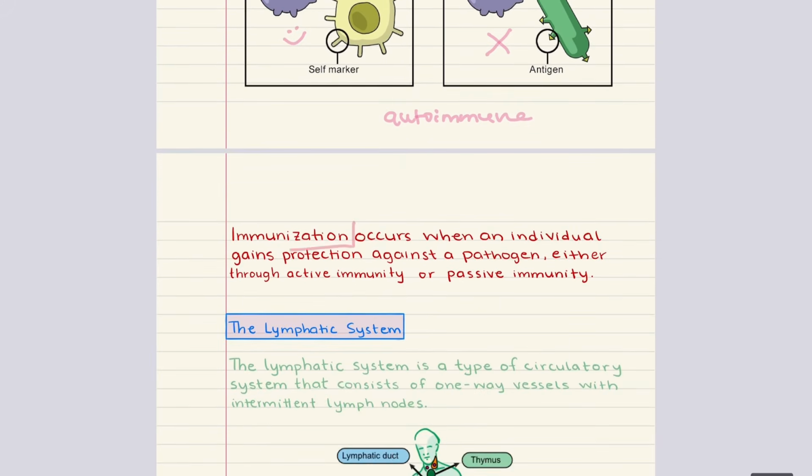Finally, I want to discuss immunization, which is the process of acquiring protection against a specific pathogen. So in active immunity, the immune system is exposed to an antigen and it mounts its own response. It generates antibodies and memory cells. And this can occur naturally after an infection or artificially through vaccination. Active immunity is long-lasting, but it does take time to develop.